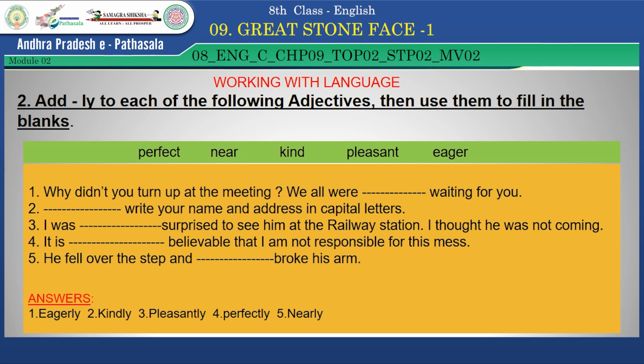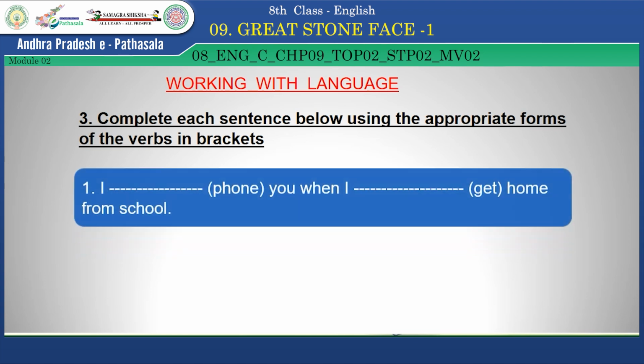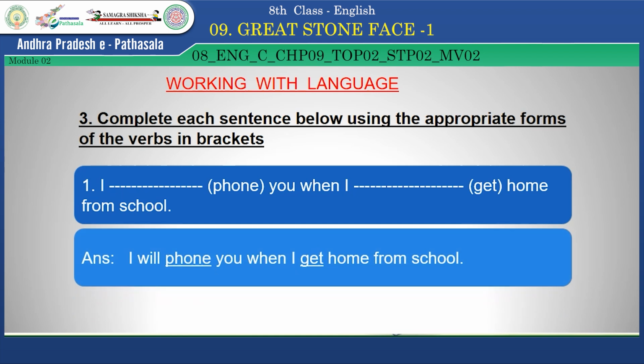Now let us go to the next exercise given in our textbook. Working with language. Exercise number 3. Complete each sentence below using the appropriate forms of the verbs in brackets. Number 1. I blank phone you when I blank get home from school. Dear children, try to do this exercise with your previous knowledge. Answer. I will phone you when I get home from school.